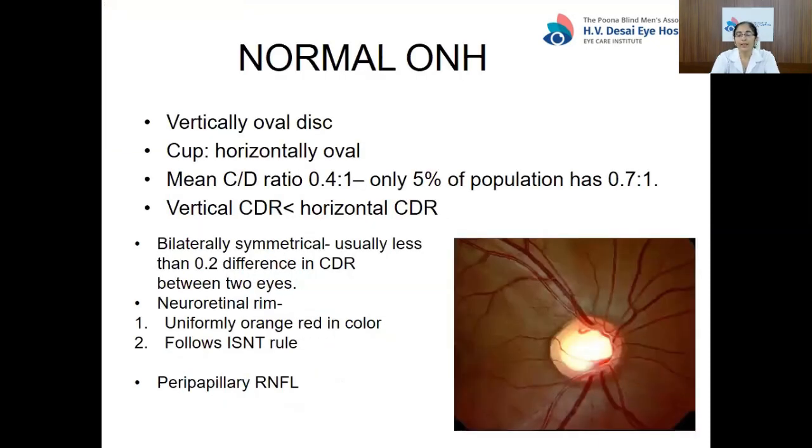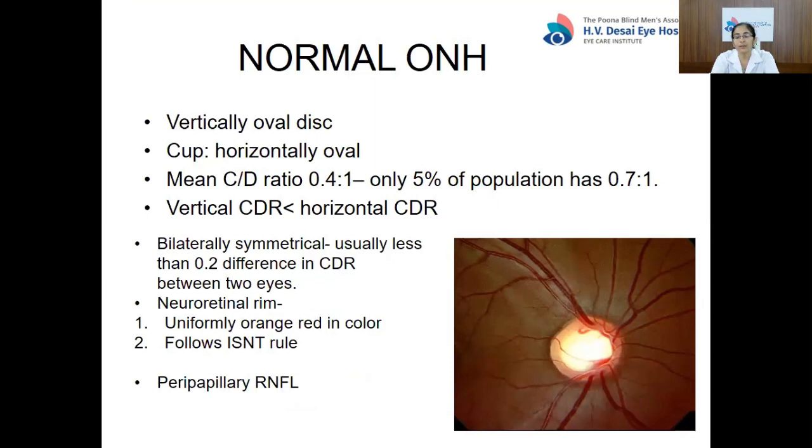Clinical evaluation and documentation of the optic nerve head is essential for the diagnosis and monitoring of glaucoma. Let us first look at the normal optic nerve head. It is a vertically oval disc about 1.7 to 1.8 millimeters in size. The normal cup is horizontally oval. The mean cup disc ratio is 0.4 to 0.5:1. The normal optic nerve head is usually bilaterally symmetrical.